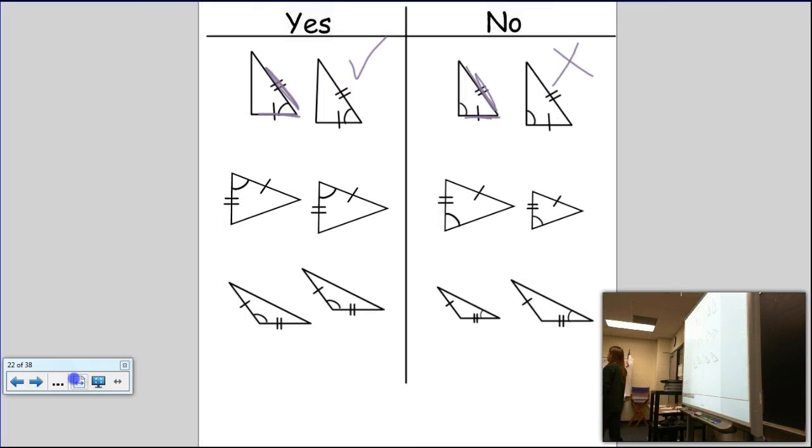So are you seeing what congruent looks like and then what not congruent looks like? These are congruent, these are not congruent. These all spell side angle side. Side angle side. What would those spell?